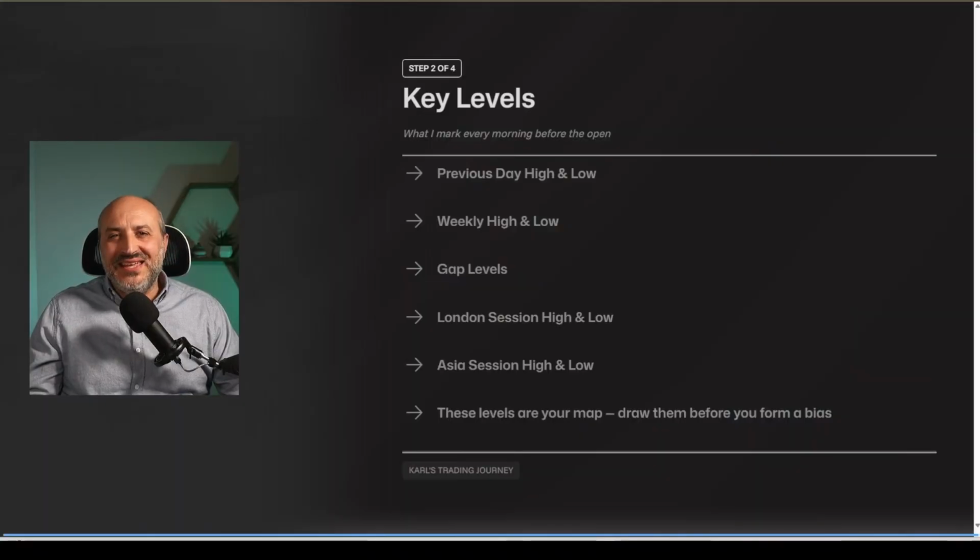Now, step 2 is where most traders leave money on the table because they're only marking half the levels they should be. So this is exactly what I do. What do I mean by key levels? Well, there are different key levels for me that are very important in the morning.